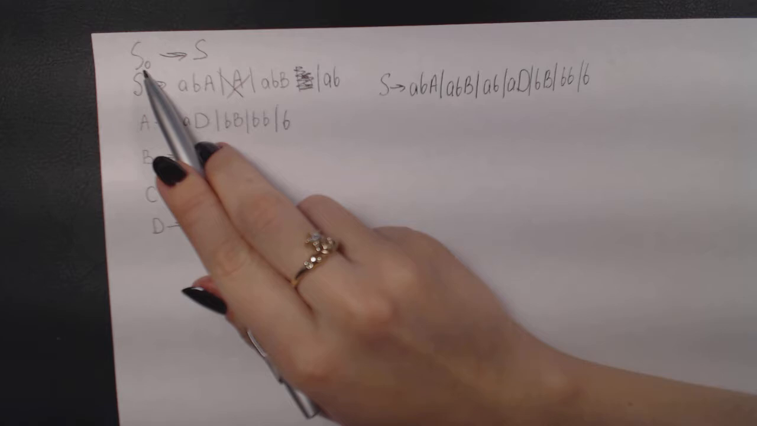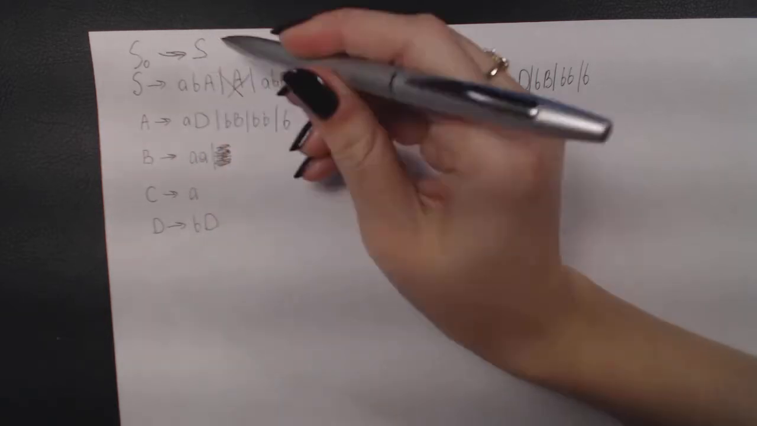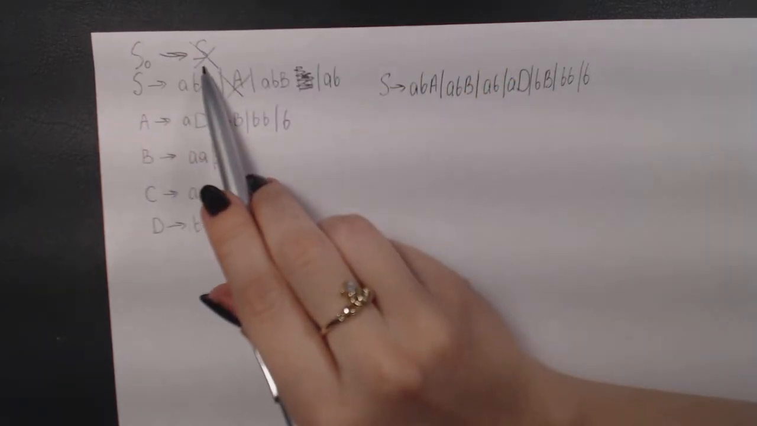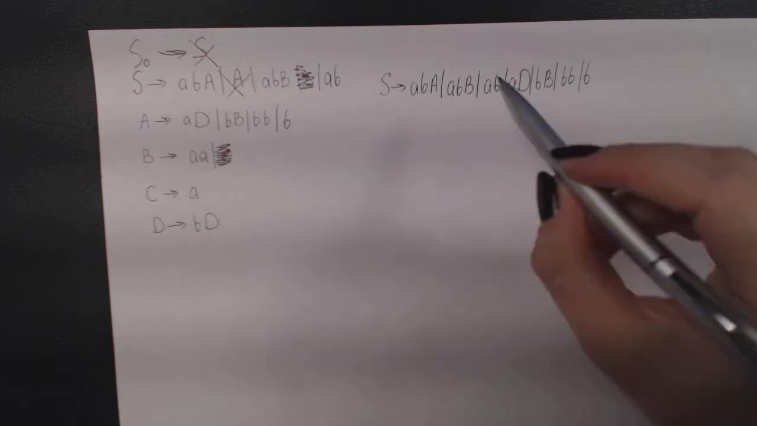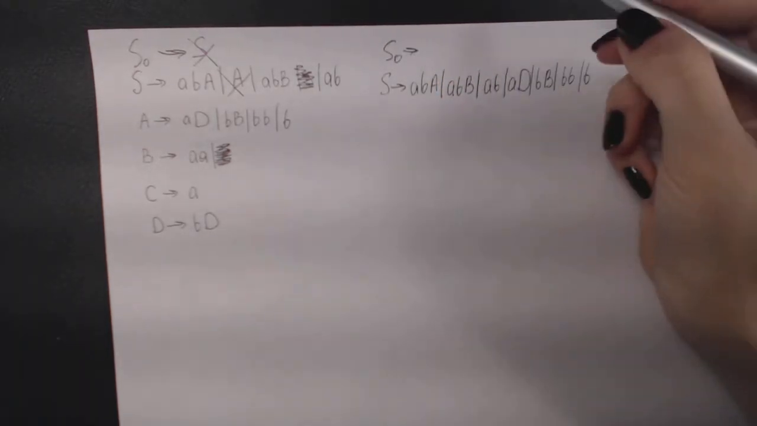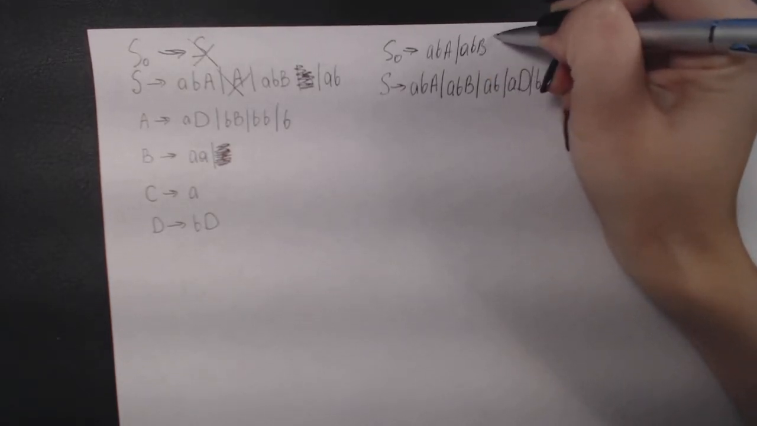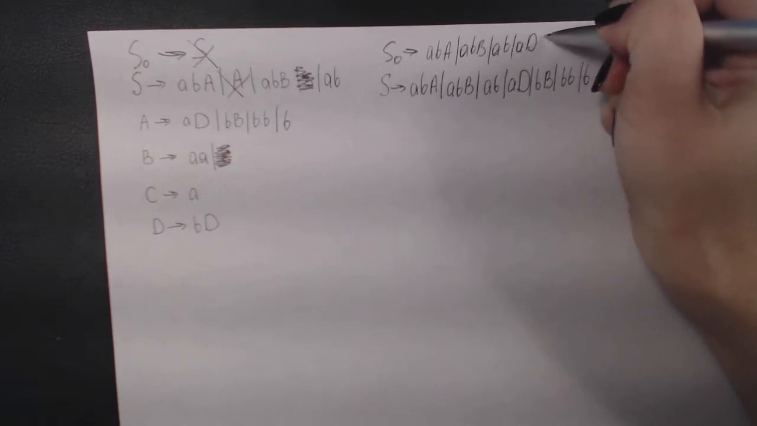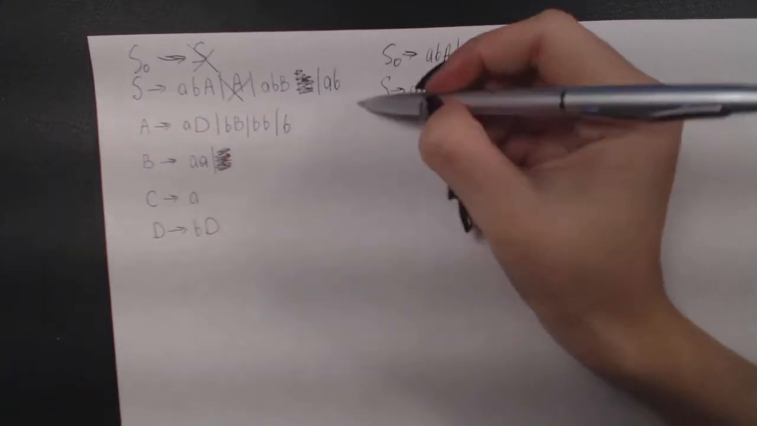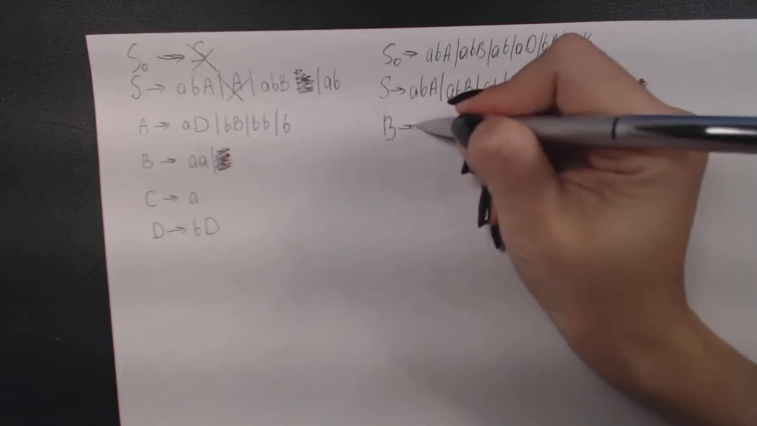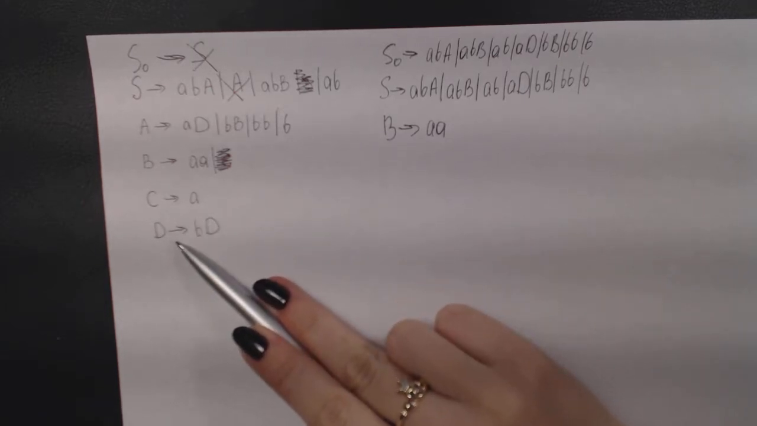Then we look here at our S0 goes to S. We have to delete this unit S and rewrite everything we have in our S now. But in our S we have all those guys. So we'll write S0 and everything from here: ABA, ABB, AB, AD, B capital B, B, B, B. Then we go to our B. Whatever we have left in there is just a lowercase a. We go to C and we go to D.